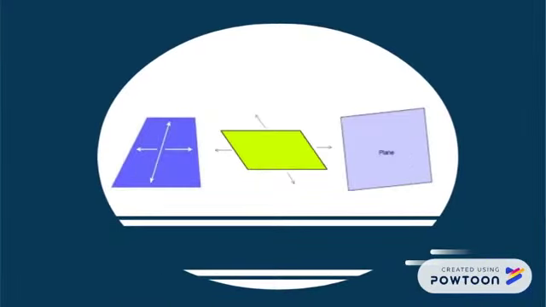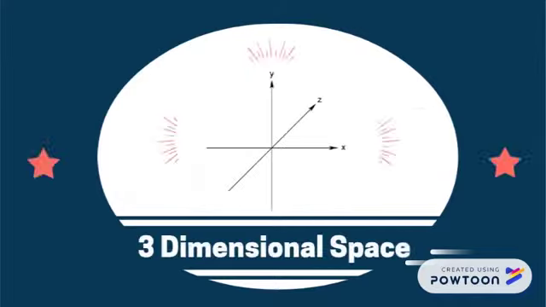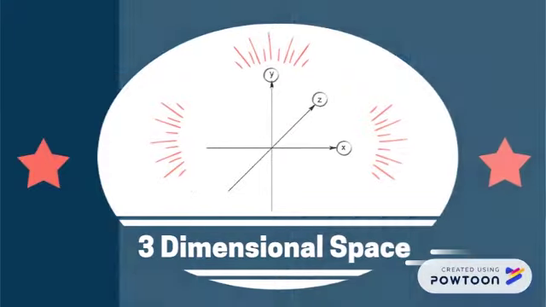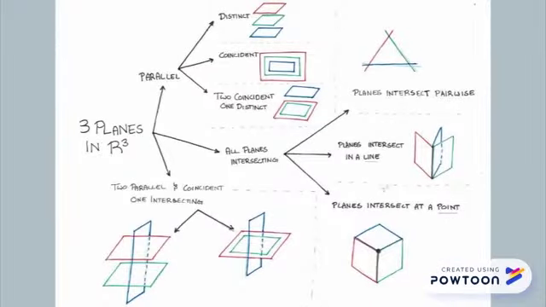Now we're going to see how three planes can exist in a three-dimensional space. A 3D space has an x-axis, a y-axis, and a z-axis. We also call this space R3. Here we have a flowchart that shows all the possible outcomes of three planes in an R3 space. We have three main scenarios. We can have all three planes parallel to each other, or they could all be intersecting with each other, or two planes can be parallel and coincident with one plane intersecting.